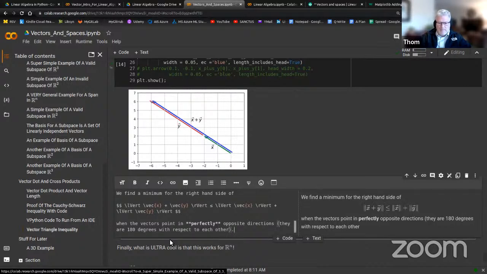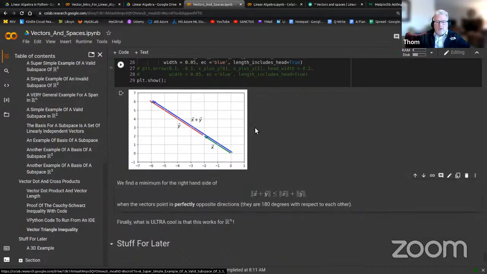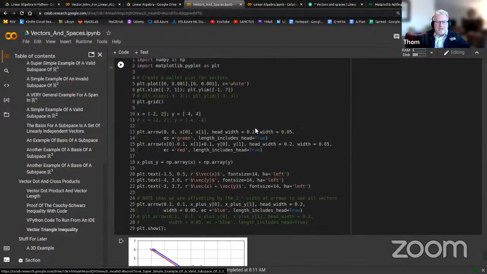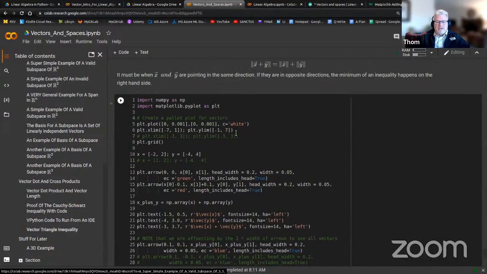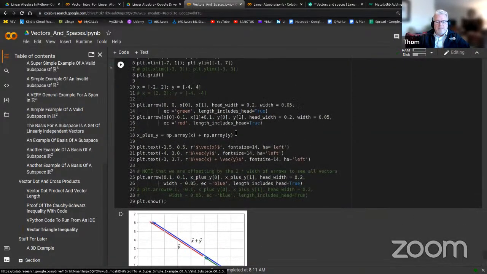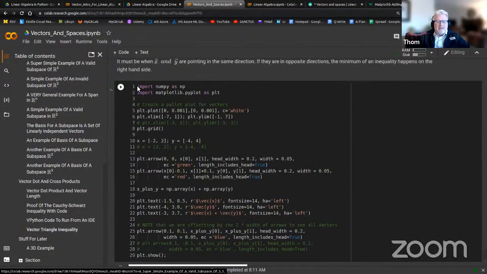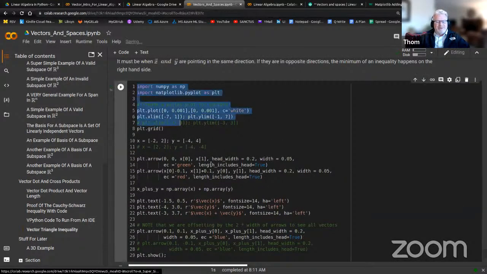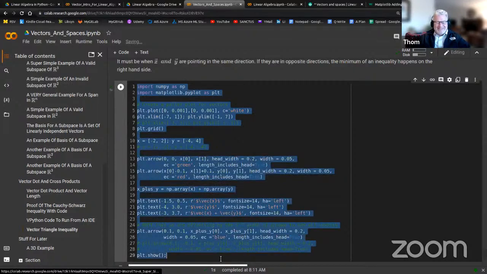That turned out. So with that, we can go do this other case. So it's the inequality, but it's the most unequal, if we can say that. You really shouldn't say it that way.